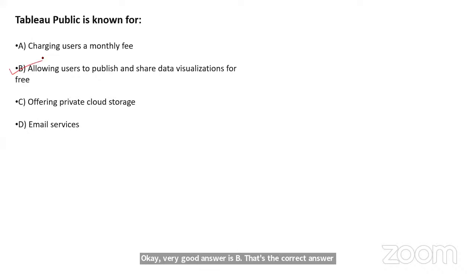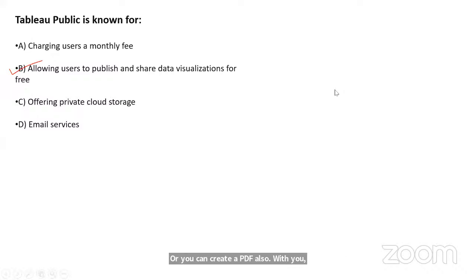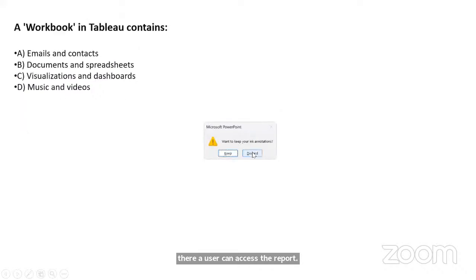Please note, once this dashboard is published, you can take the snap also, images also. You can download as a PNG or JPEG, or you can create a PDF also, which you can use in the PowerPoint in order to share the data. Yes, there will be no interaction once you download in the PDF form. So it will be good if you share online only. If you upload to the Tableau server, then from there a user can access the report. One more option is there. Let me explain that.